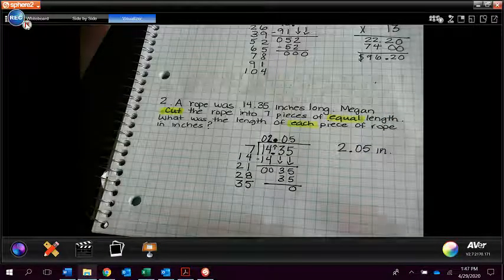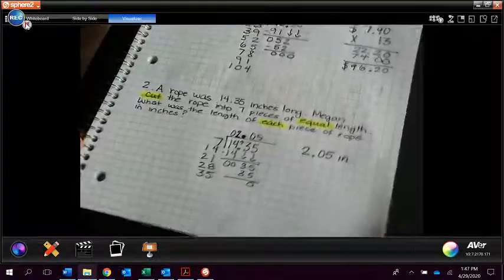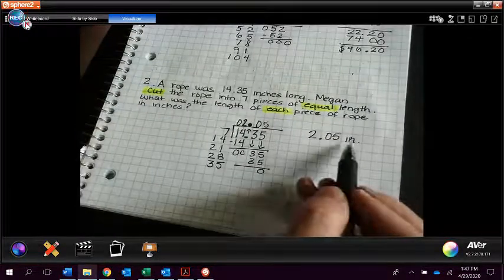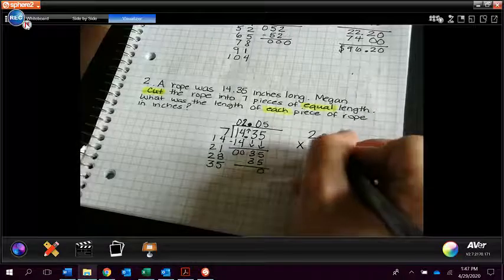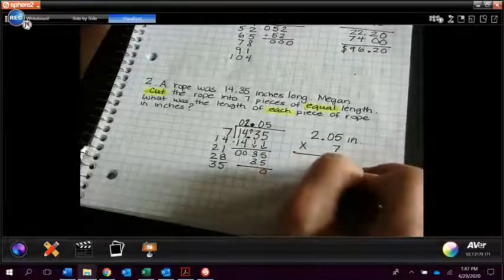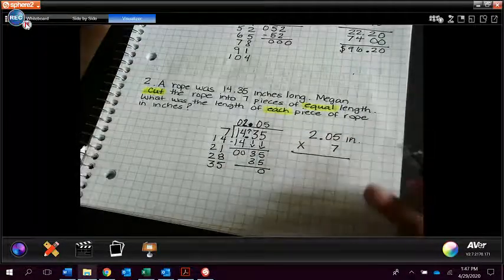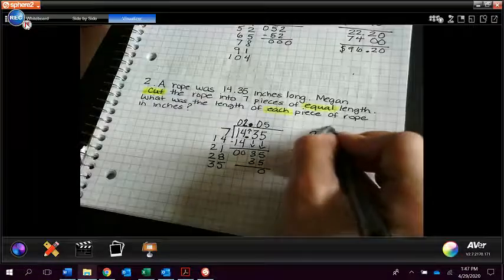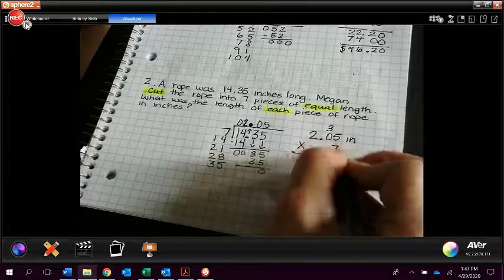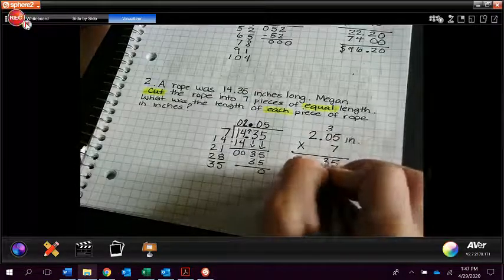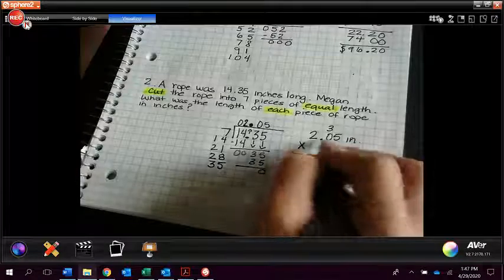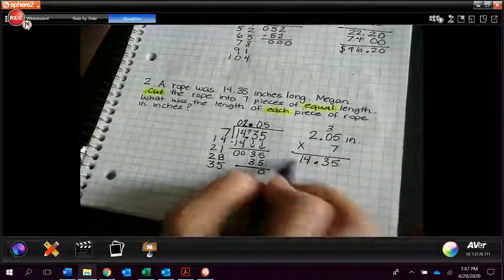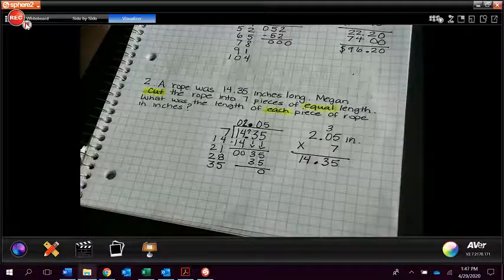And then remember, you can always check your work by multiplying. So if we have 2.05, we want to make sure that we can multiply that by 7 and that it is going to give us 14.35. 5 times 7 gives me 35. 7 times 0, we know that is 0. And then 3. And then 2 times 7 gives us 14. And then we have our decimal. So yes, it gave us the exact same answer. So that means our answer was correct.